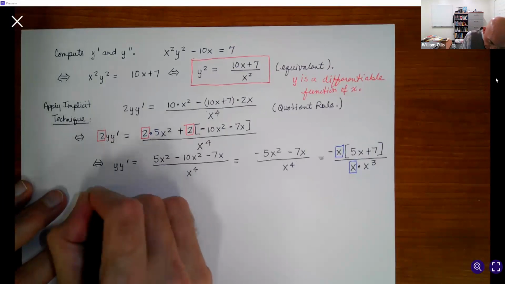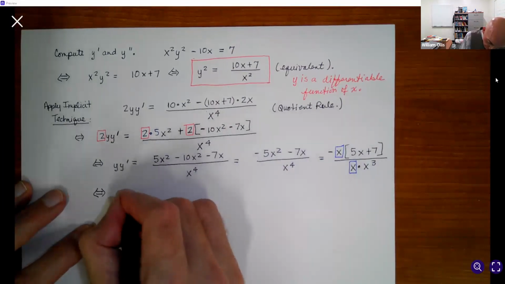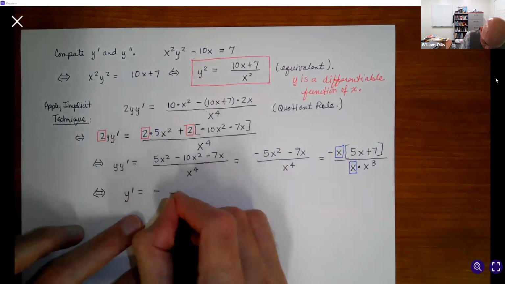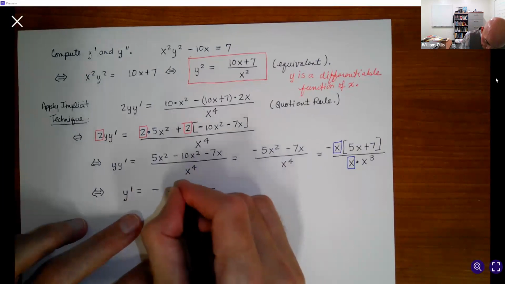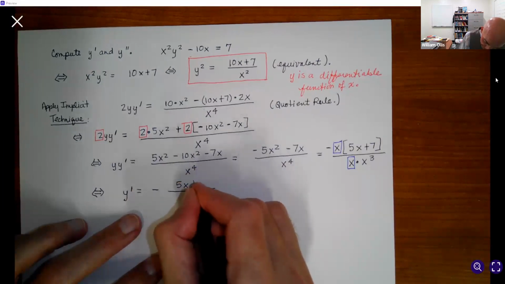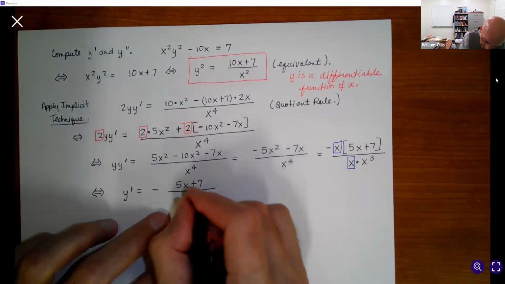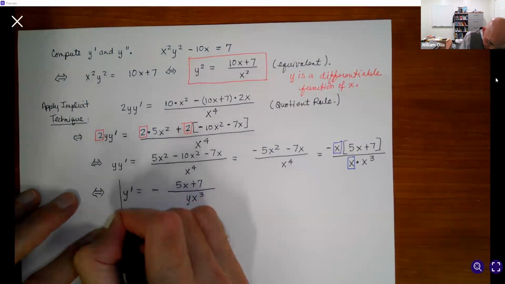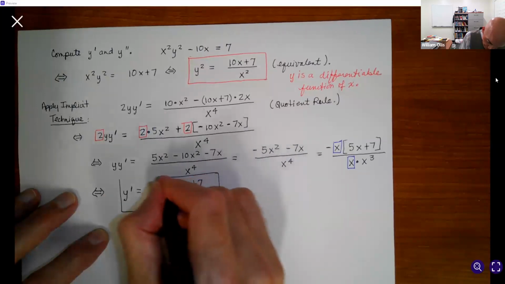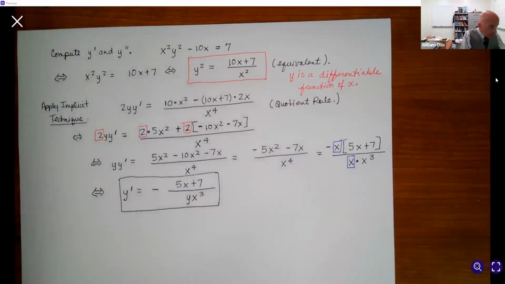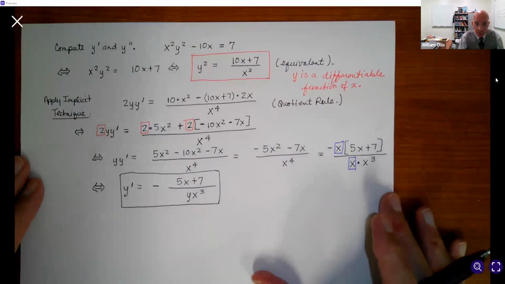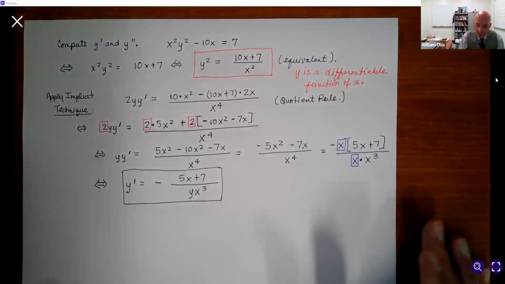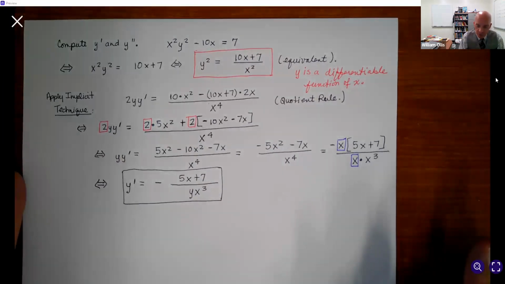And now we can divide. Of course, we've got a negative on the outside. So we have y prime equals the negative. And so we have what? 5x plus 7. Of course, the negative out here. And then we have the y x cubed. So that's a form of the first derivative. Again, using an alternate form here. Again, not overly difficult, but certainly doable.